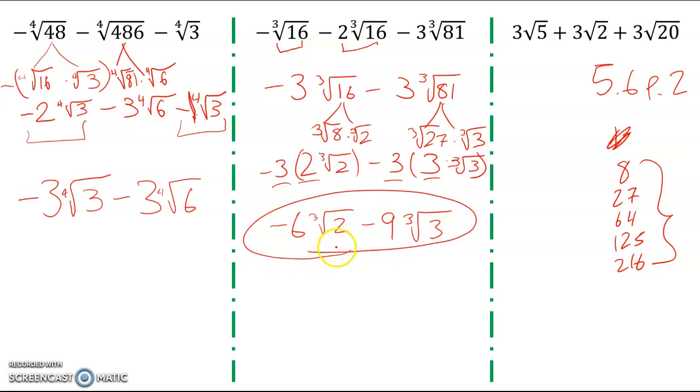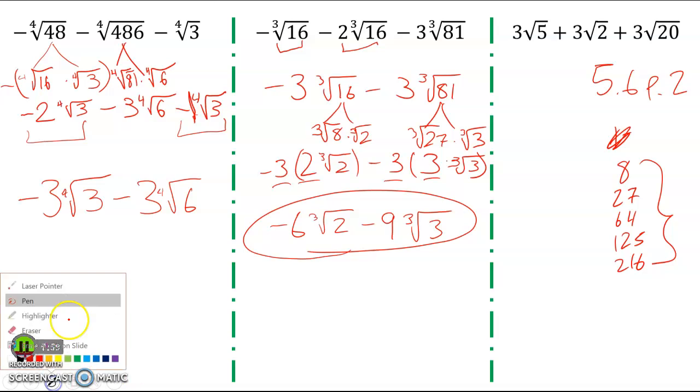Now, we can simplify down the cube root of 2 or the cube root of 3, but we can't combine them any further because they are not the same numbers underneath the radicals, so that's all we can do with that.